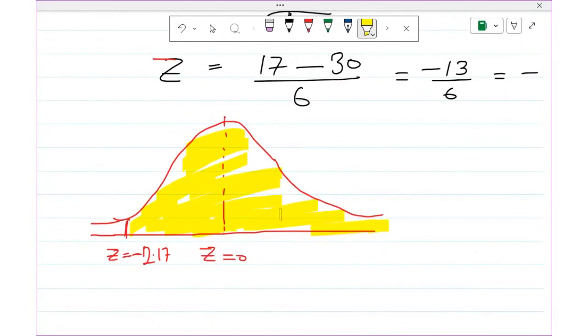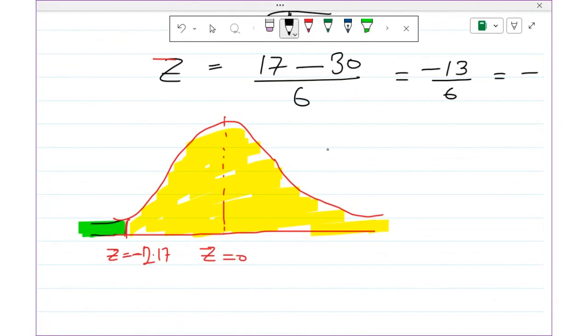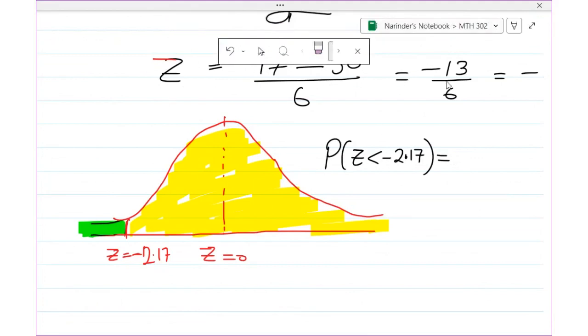Now in the exam, there are two possibilities. One possibility is you are given the left side, this in green. How will it be given? You will be told the probability that Z is less than minus 2.17. So I have to see what the actual probability is.